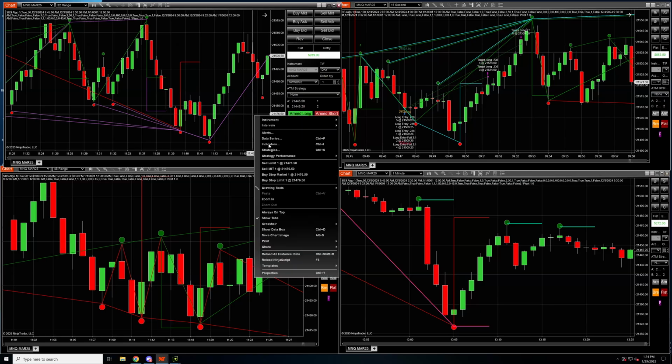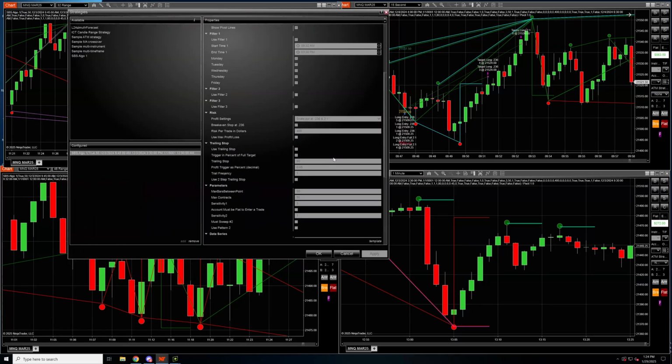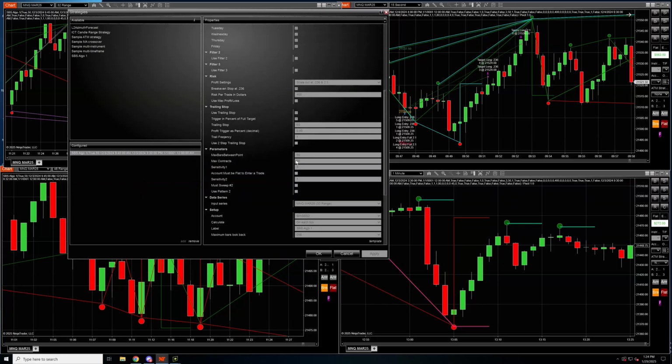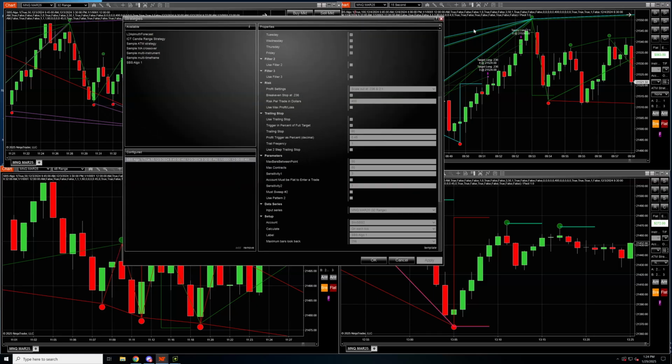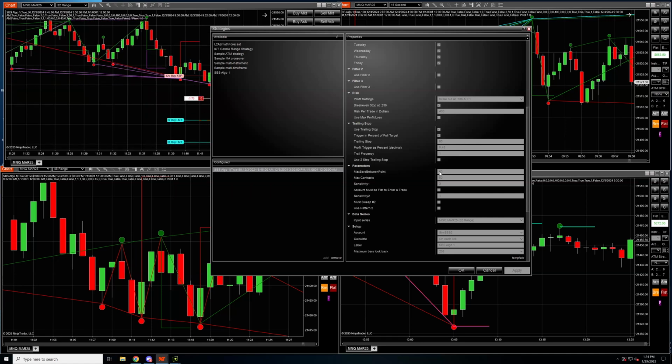So if you look at the settings in here, you would probably have to modify a little bit of the sensitivities or the max bars between points. So everyone leaves these at default right now. And right now it's allowing 50 bars between points one and two, right? And you can change that.